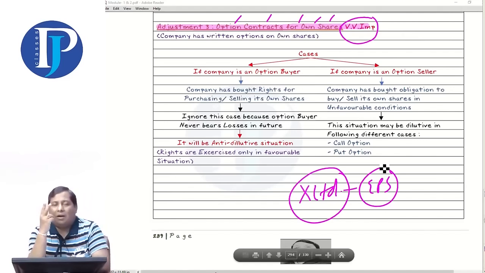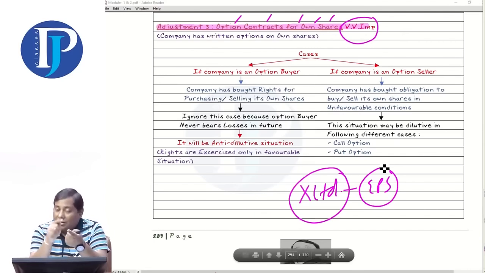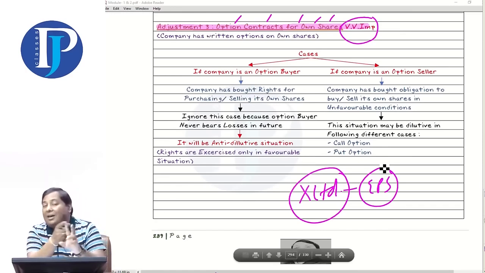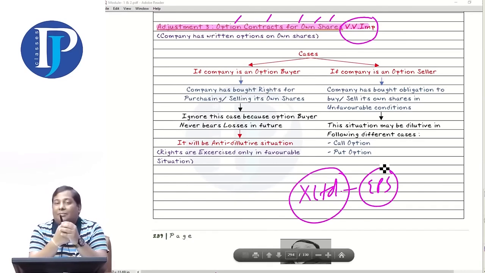Students, I told you that you need to identify one thing from these two, right? First find out which company's EPS you are calculating, okay? And whatever company has written option contracts on its shares, first find out if the company is an option buyer or an option seller, okay? Why? Because an option buyer never goes into loss. The option buyer exercises the option only when he sees profit in it. I hope you are getting this, because option premium is given for this.